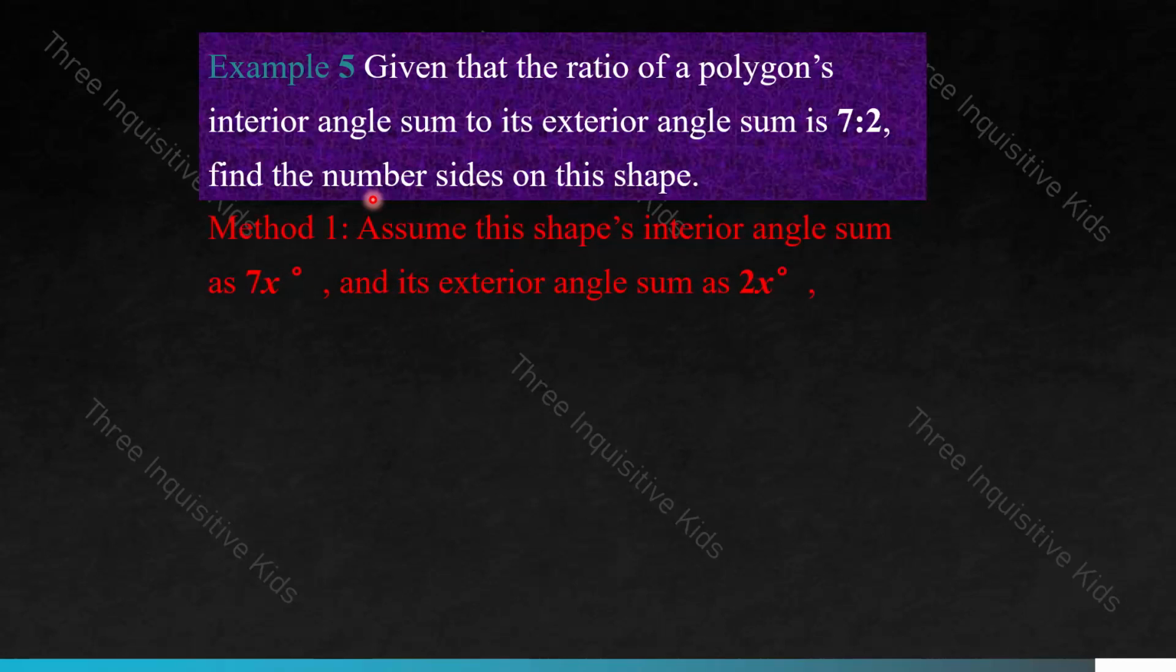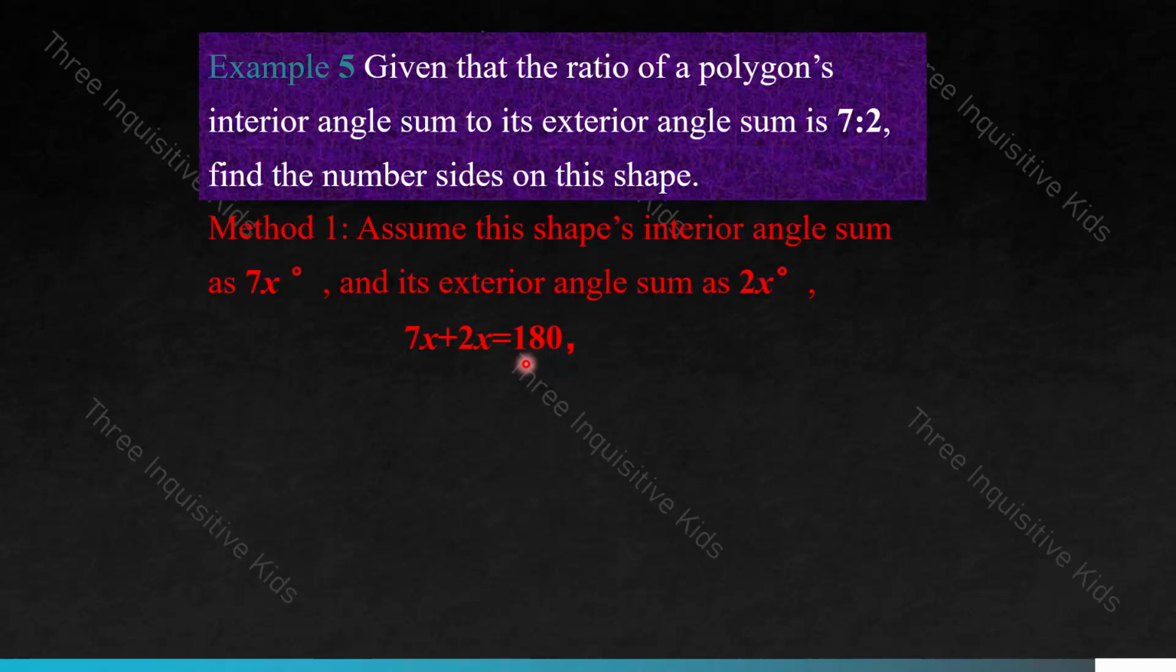There's multiple ways to do this, but here is our first method. Assume that this shape's interior angle sum is 7x degrees and its exterior angle sum is 2x degrees. We can make the equation 7x plus 2x is equal to 180, and this is a very favorite method of mine when it comes to having to apply algebra in a word problem that has ratios.